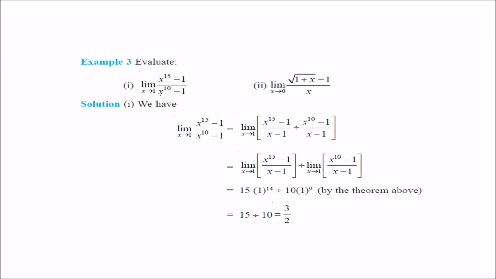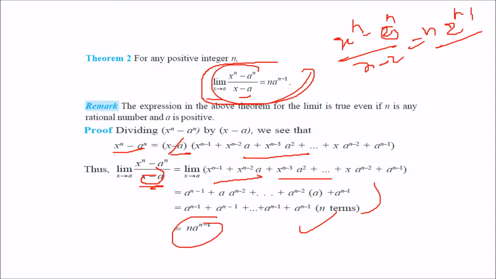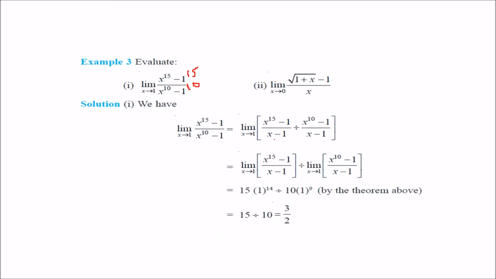Now a similar thing we'll try to evaluate here. x to the power 15 minus 1 to the power 15, and 1 to the power 15 is 1 only. x to the power 10 minus 1 to the power 10. So we'll use the same theorem here. We'll place x minus 1 in the denominator, and here also, because this is division. So x minus 1 we can take, because this gets cancelled out.